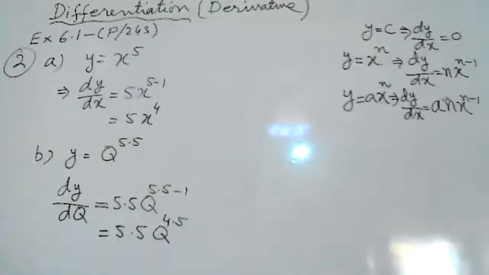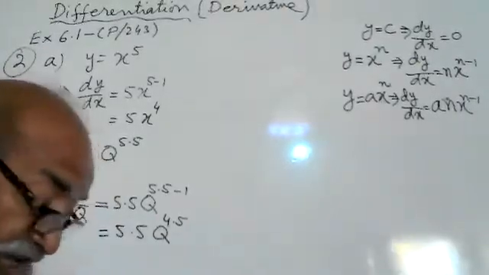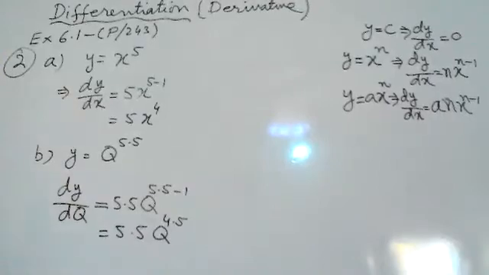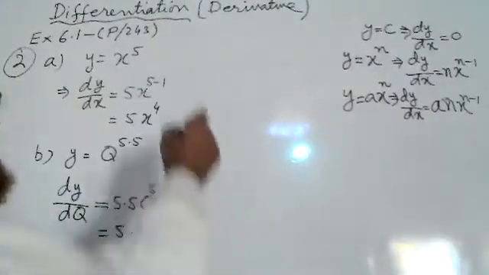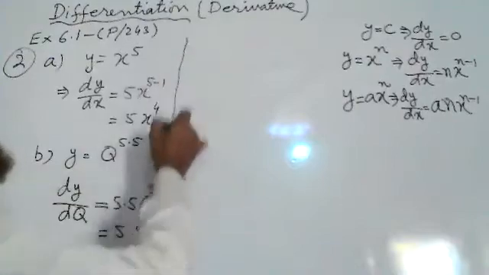So that was the B part. Now C part. Y is equal to 10 q raised to power 8.